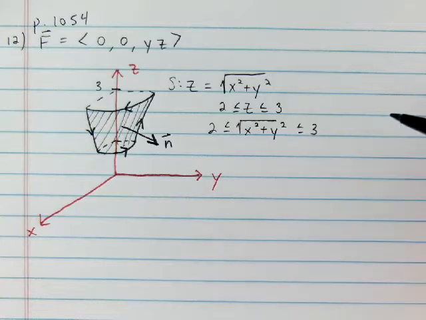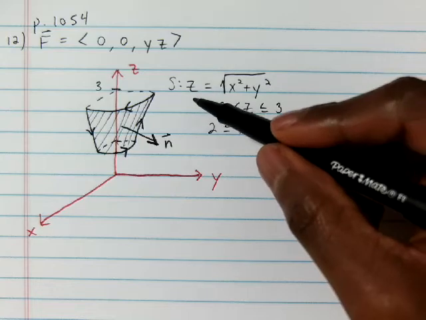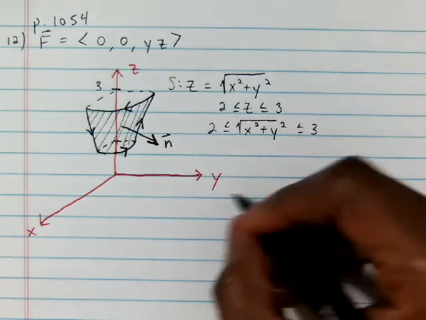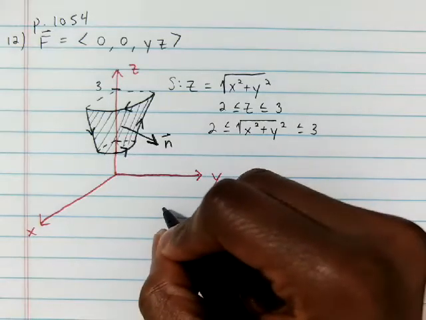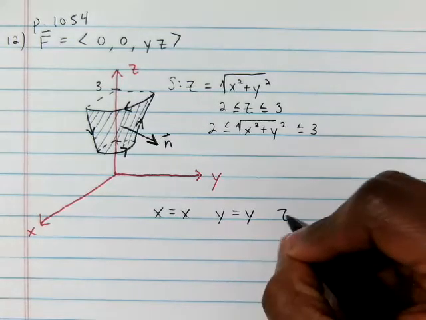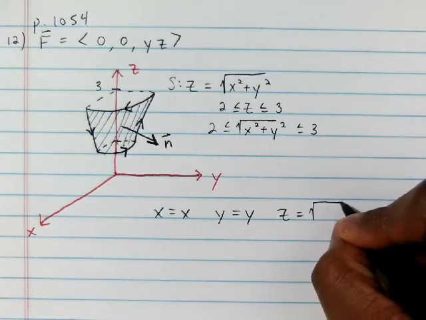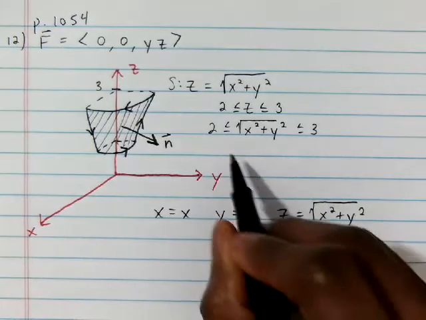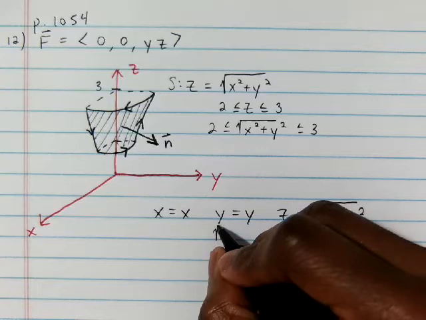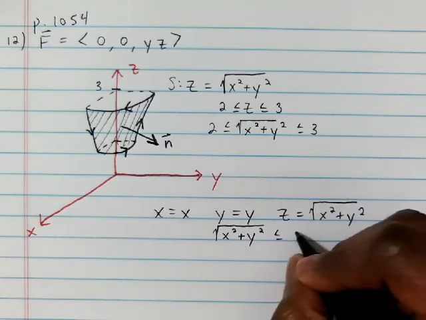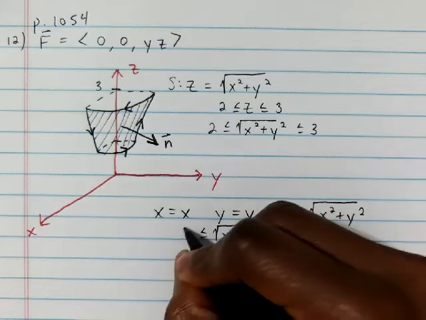And now we get to choose how we want to parameterize this surface. Since they've already solved for z for us, the natural thing is to use our favorite parameterization, which is x equals x, y equals y, z equals f of x, y, which is the square root of x squared plus y squared, and then our bounds, the square root of x squared plus y squared between 2 and 3.